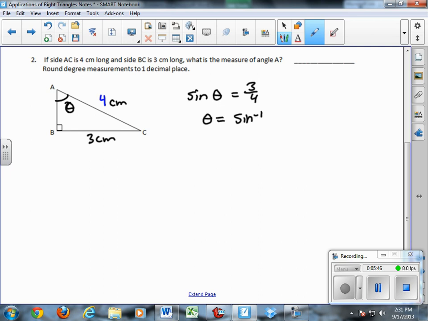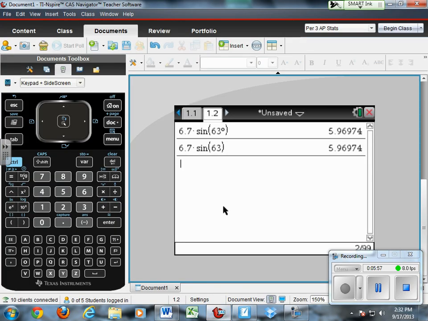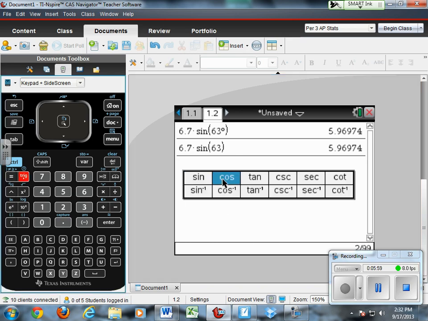Once again, I need to be either in degree mode or I need to change over. So let me show you what happens if I'm not in degree mode when I do this. First of all, in degree mode, here's what the answer should look like. Inverse sine of 3 divided by 4.